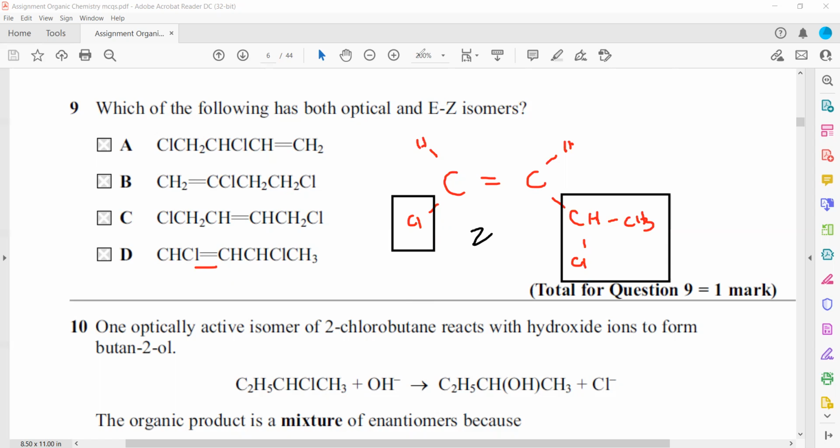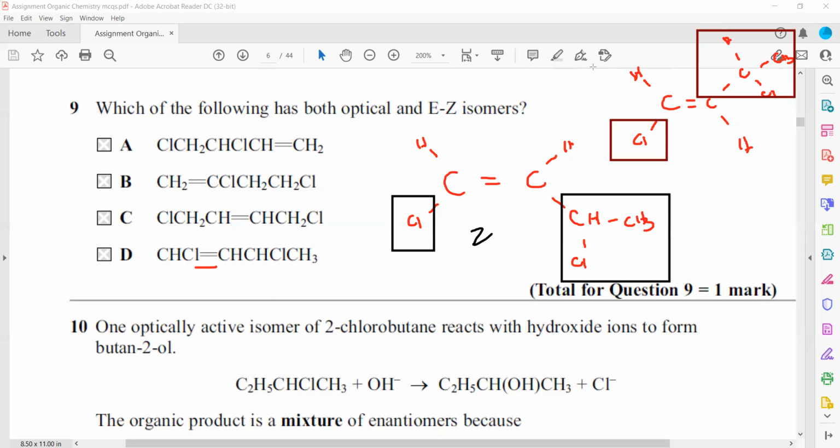And we can draw it the other way around. When you check the heavy groups, now it becomes trans or E. This is a heavy group, and this is a heavy group in terms of mass. So this will be E. So one is the Z isomer, another one is the E isomer.